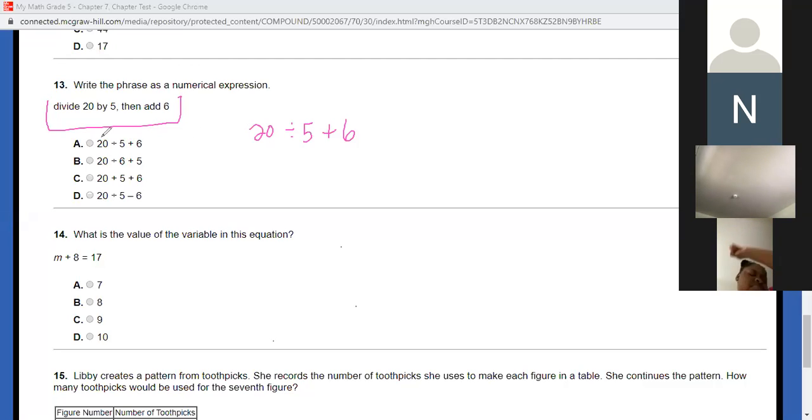Okay, so let's see if that's one of our answers. 20 divided by 5 plus 6. Boom. 20 divided by 5 plus 6. All right, so that is an option. So we're going to pick that one. Boom. Way to go. And we don't even have to solve it.